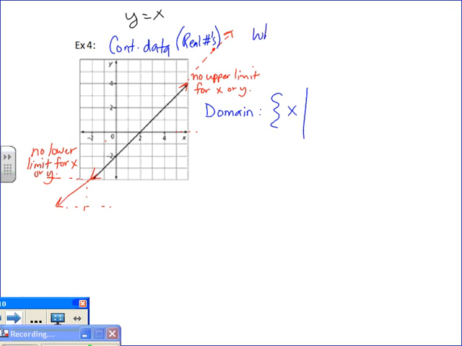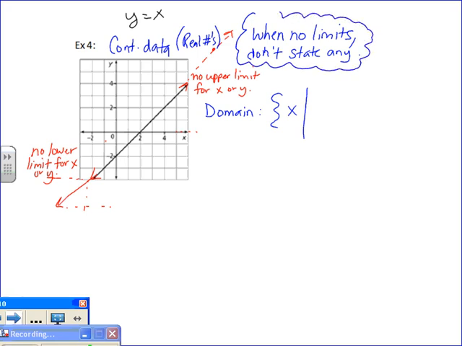So let's write that up here. When there's no limits, just like in the last example, there was no upper limit, so we didn't state it. When there's no limits, we don't state any limits. So that's the middle part of the set notation where we usually say that x is greater than or less than something. We just leave it out. Okay, so we go straight to this. x is simply a member of the real numbers. This tells me that x can be anything, any real number, and there's no limits on x or y.